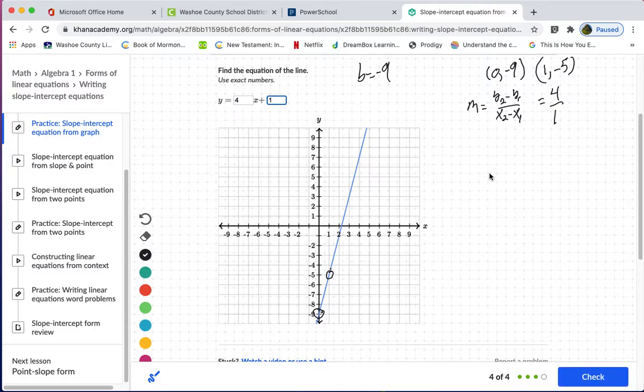And just to show that our slope would be the same, we're going to take -5 minus a negative 9, so that's our y2 and our y1, divided by our x2, which is 1 minus 0, which is just going to be 1. Negative 5, minus a negative, this becomes a positive, so negative 5 plus 9, that's positive 4 over 1. Same answer.